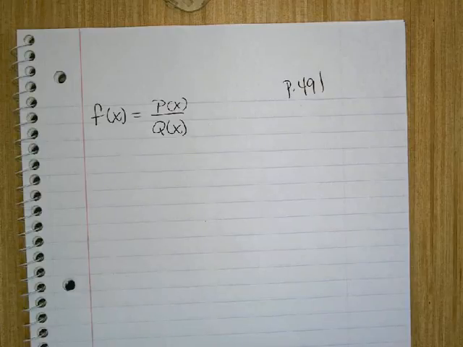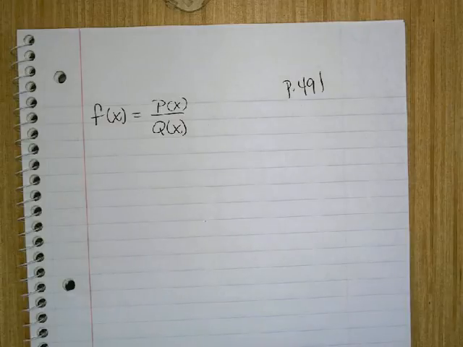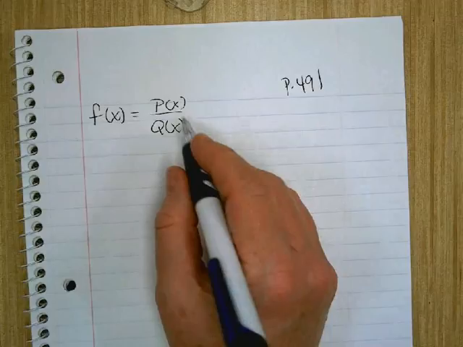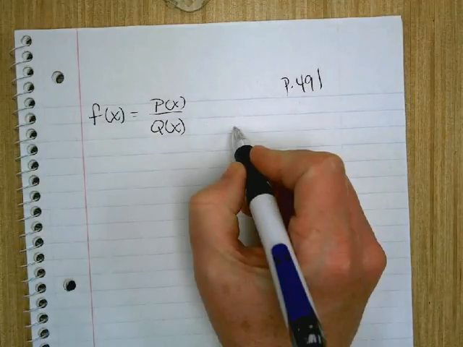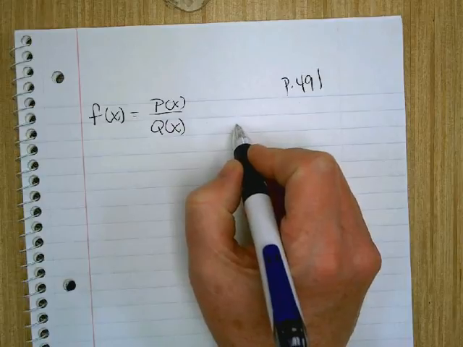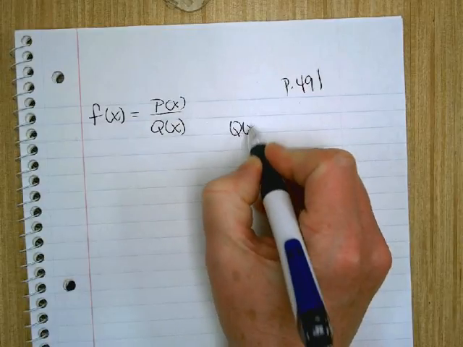We're on page 491. We're going to talk about rational functions. Rational functions are functions that have variables in the numerator and the denominator. Now, what's the big rule in mathematics about fractions? Well, you can't divide by zero. Can't divide by zero. Q of x cannot equal 0.